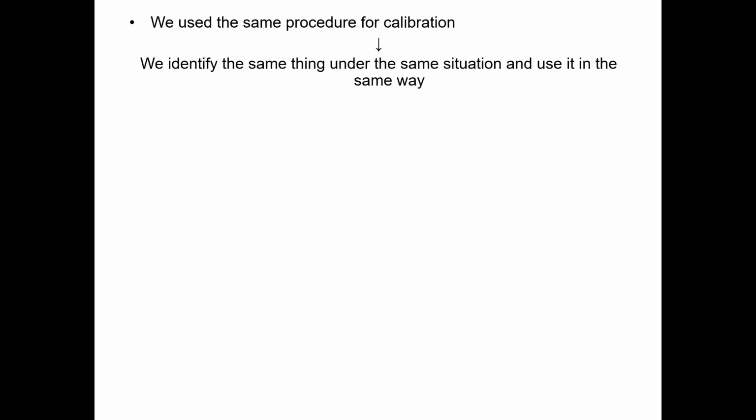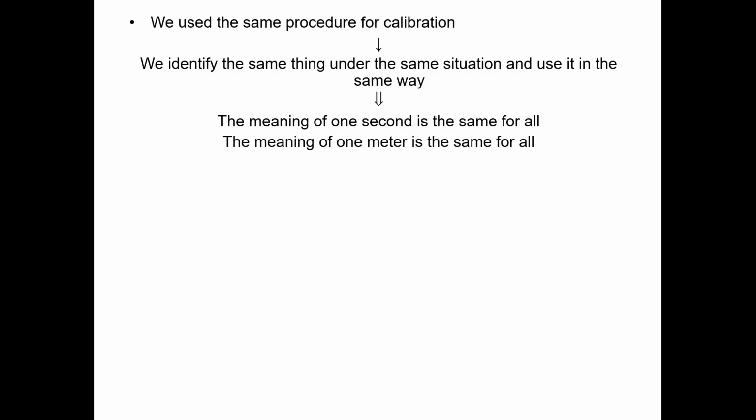Let's summarize what happened. We used the same procedure for calibration. So we identified the same thing under the same situation and used it in the same way, which means the meaning of 1 second is the same for all. The amount of stuff that can happen over 1 second of each individual world line is the same. And the meaning of 1 meter is the same for all. So the same amount of stuff can be placed in 1 meter for each individual world line.